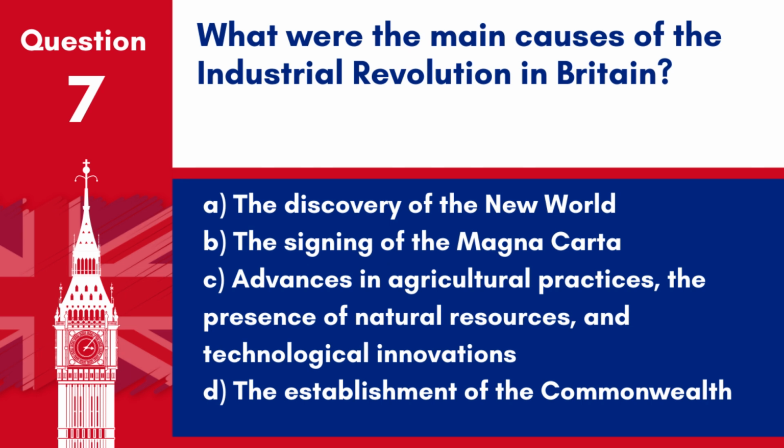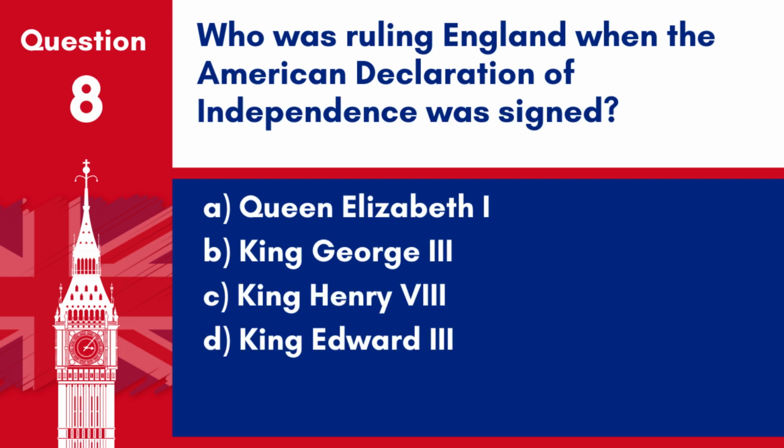B. The signing of the Magna Carta. C. Advances in agricultural practices, the presence of natural resources, and technological innovations. D. The establishment of the Commonwealth. Answer. C. Advances in agricultural practices, the presence of natural resources, and technological innovations were the main causes of the Industrial Revolution in Britain.